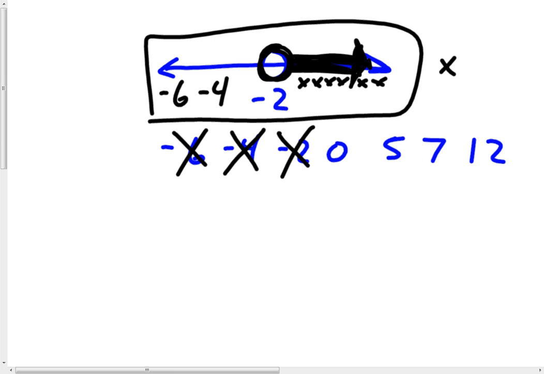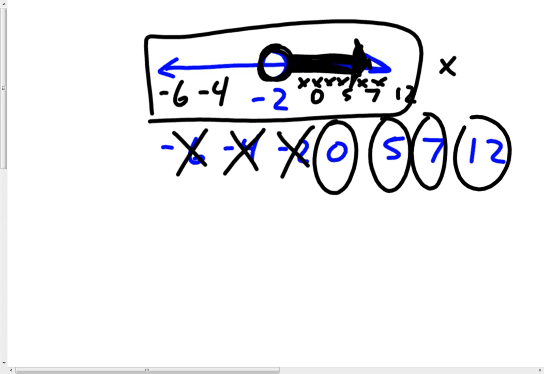Where is 0, 5, 7, and 12? That's over here. 0, 5, 7, 12. Those are answers because they're part of this black line that's already there. Be careful. Open circle, not part of the answer. Everything to the right in this case is part of the answer.